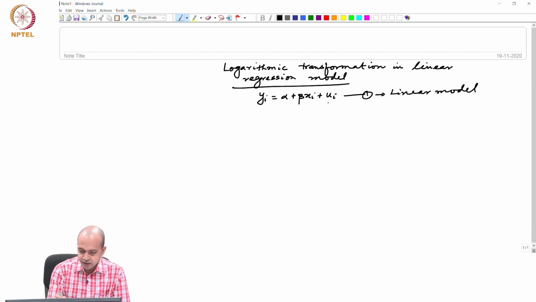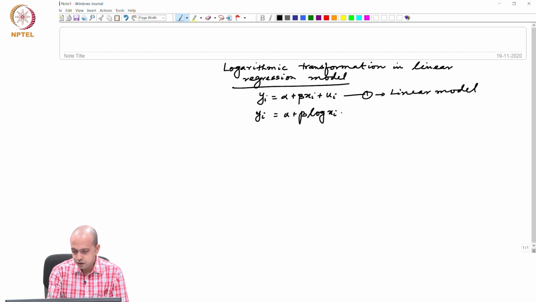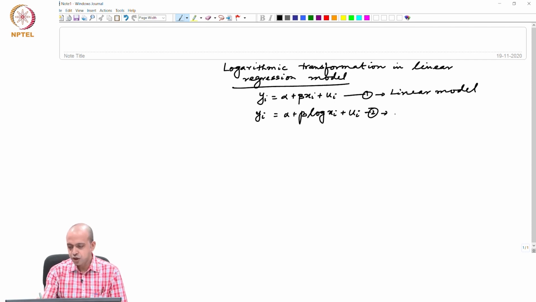The second model, let us say, is yi equals alpha plus beta log of xi plus ui. This is model 2, where we have transformed only x into log, and it is called the lin-log model. That means your left hand side is linear, and on the right hand side you have transformed x into log, that is why it is called the lin-log model.